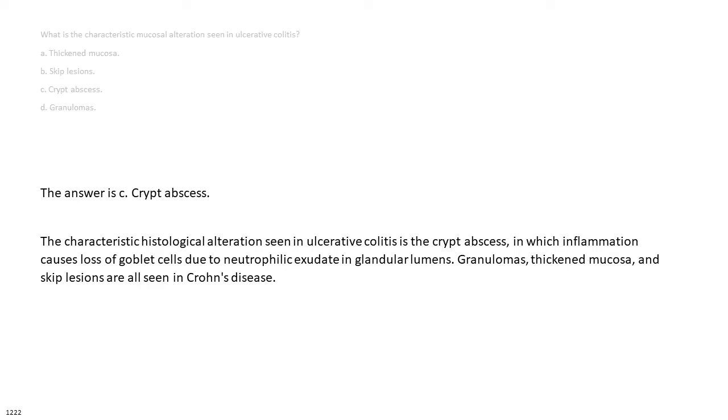The characteristic histological alteration seen in ulcerative colitis is the cryptabscess, in which inflammation causes loss of goblet cells due to neutrophilic exudate in glandular lumens. Granulomas, thickened mucosa, and skip lesions are all seen in Crohn's disease.